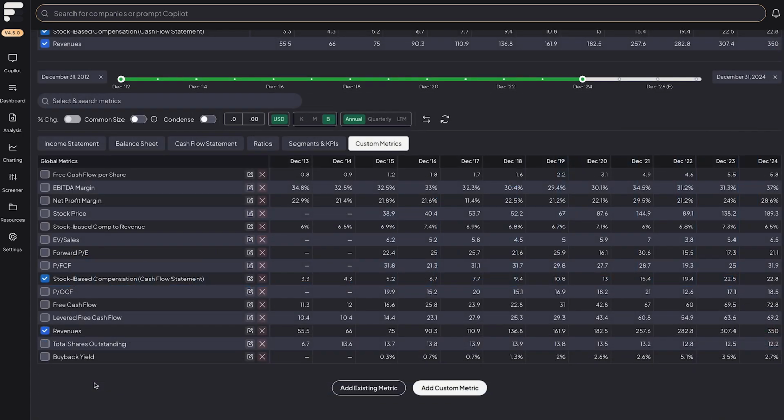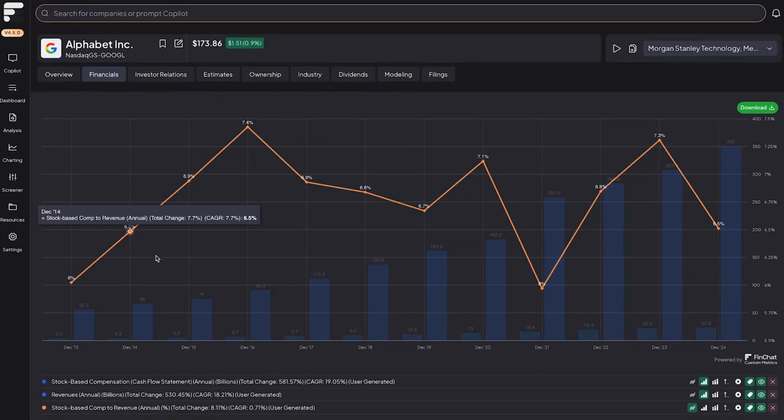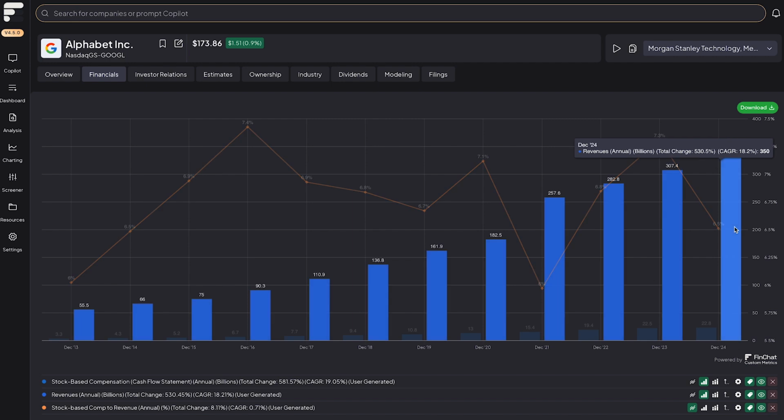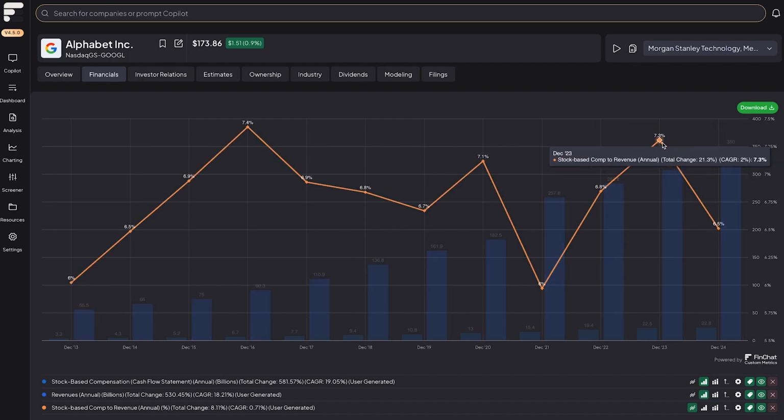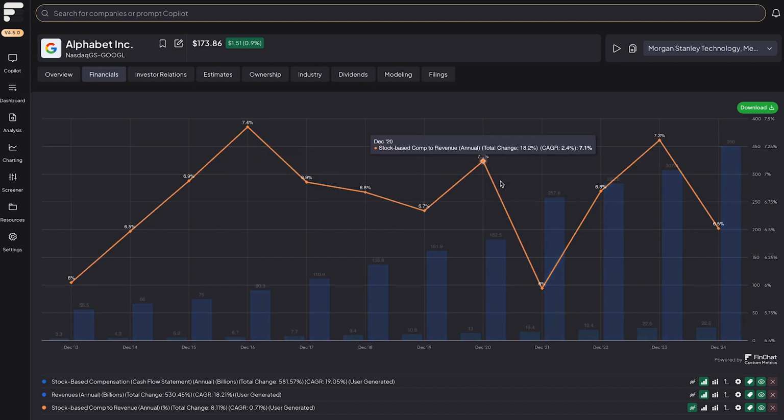And I can further prove this by taking the stock-based compensation to revenue. You can see this is, as a percentage of the actual revenue, how much stock-based compensation has been happening. Over the last couple of years, it's been decreasing from 7.3% to now 6.5%. But generally speaking, the stock-based compensation at Google does not go above 7.5%. It's never happened before, so this is just something interesting to note.